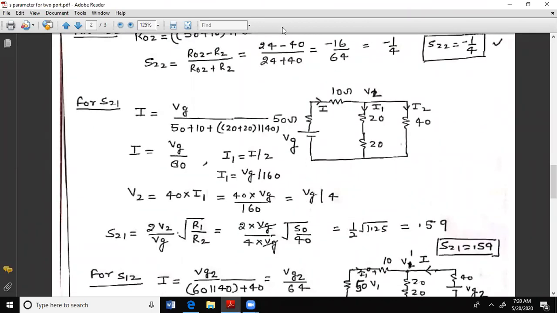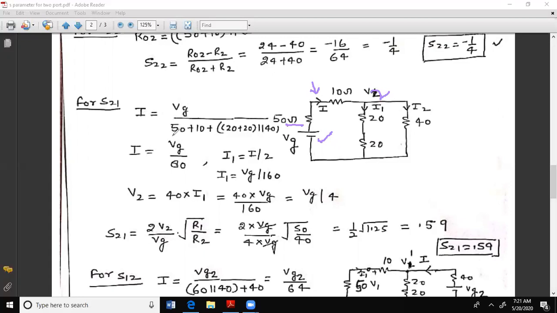Here we have taken Vg as the input source and the R1 value is 50. This is 10, 20, 20. So this is the value of V2, the output port condition. Now the current in the circuit: if we calculate the value of this I, the current I is Vg divided by the total impedance seen from this terminal. So the impedance at this terminal is, both are in series, 40 parallel with 40 plus 10 plus 50.